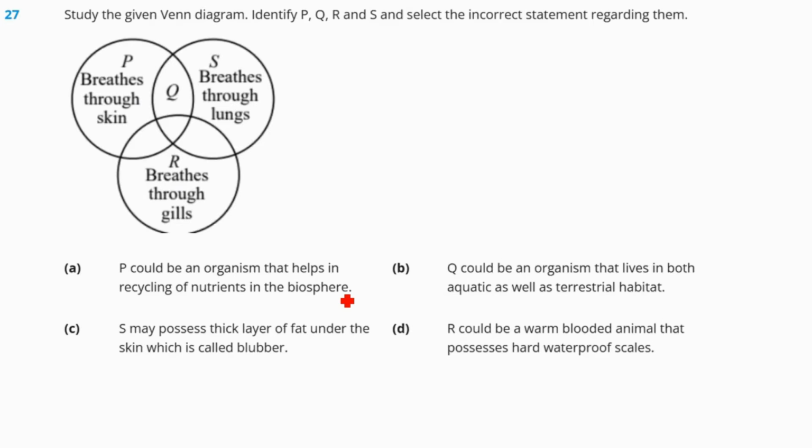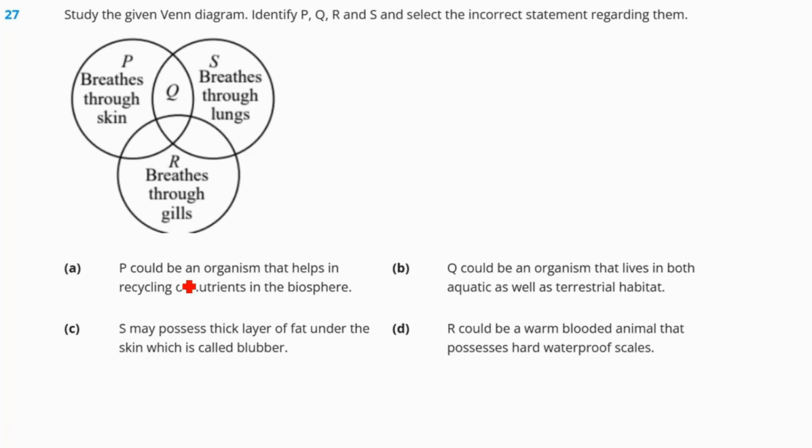Question 27. Study the given Venn diagram. Identify P, Q, R, and S and select the incorrect statement regarding them. P breathes through skin, S breathes through lungs, R breathes through gills, and Q is a combination of both skin and lungs. Okay, we have to find the incorrect one.